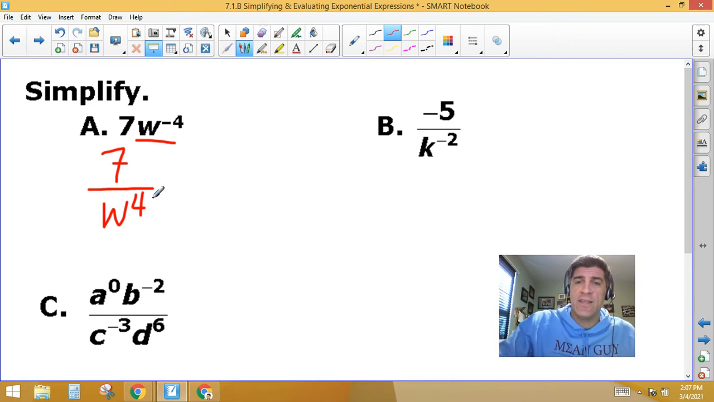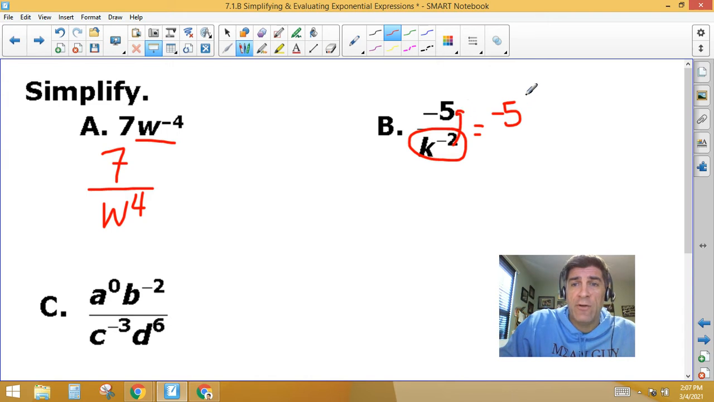All right, let's take a look at b. What do you think about b? The negative 5 is fine. Even though it's negative, it doesn't have a negative exponent. This is the problem: the k to the negative second on the bottom. I need to move it up to the top. So now it's going to go alongside the 5, and the exponent is positive: negative 5k squared.